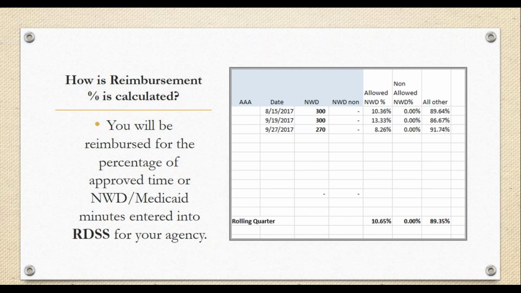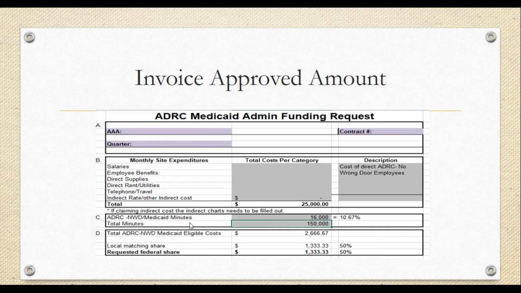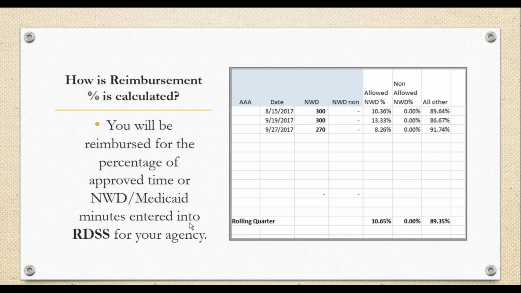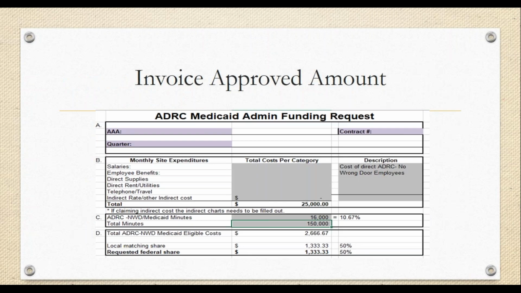And I get that simply by taking the 300 minutes, and then I see how many of those minutes qualify as allowed for that day. Then we have 10.36 for 8/15. On 9/19, we have 13.33, and then 9/27, we have 8.26. So that's where we're getting the 10.65.